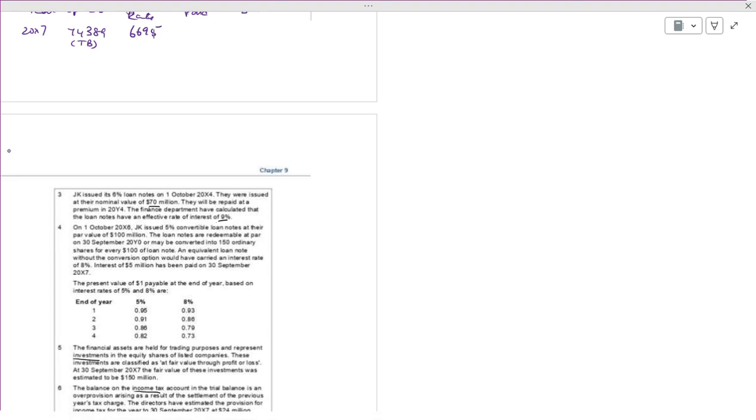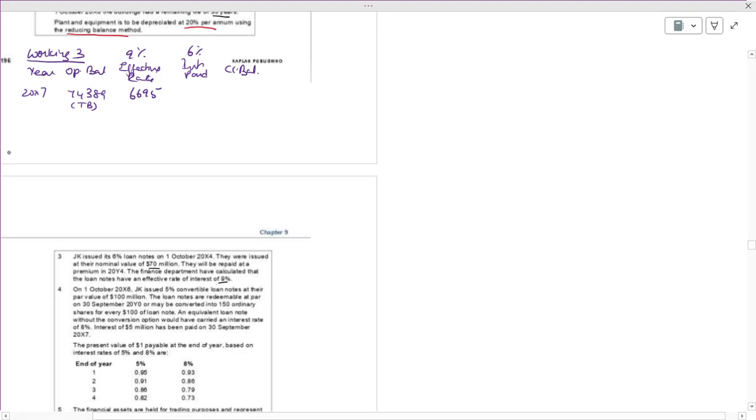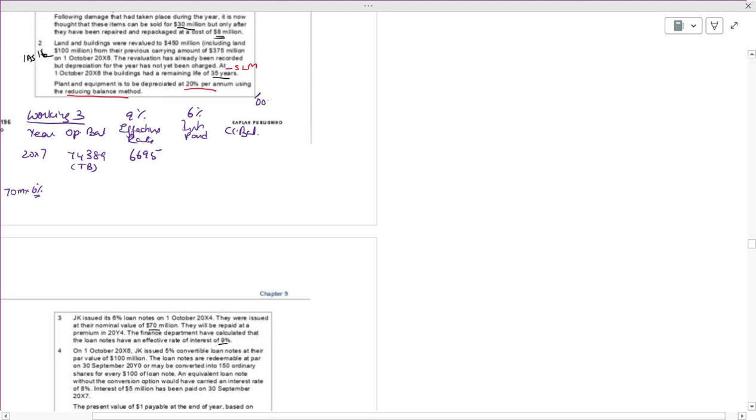And interest paid, on which amount will we calculate it, Sumaya? On the nominal value. What is the nominal value? Correct, 70 million. 70 million into 6%, how much? Don't write the long number 4,200,000, put it like this: it is in thousands, so it comes to 4,200.